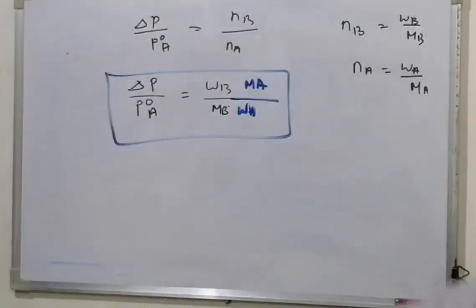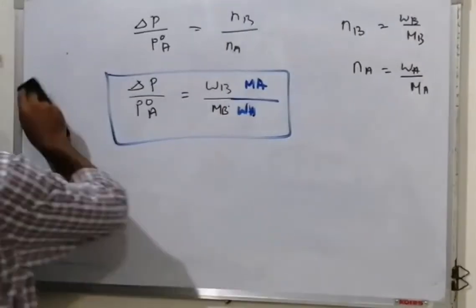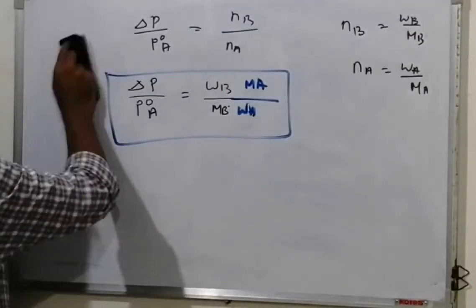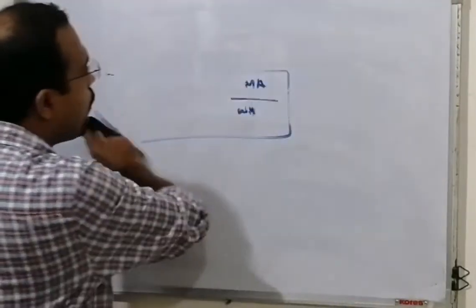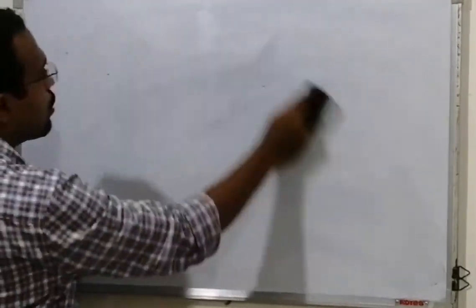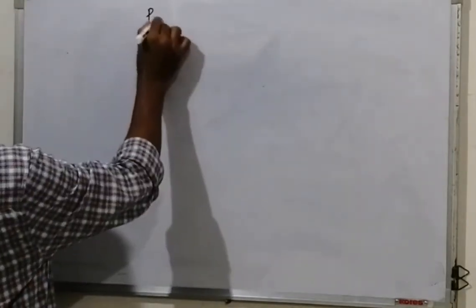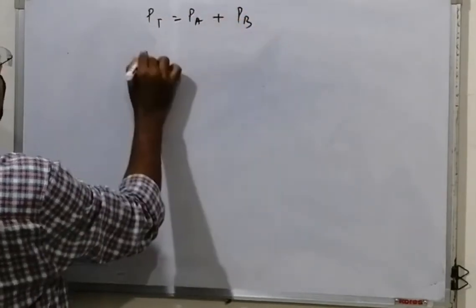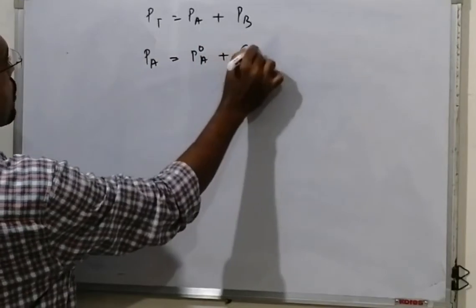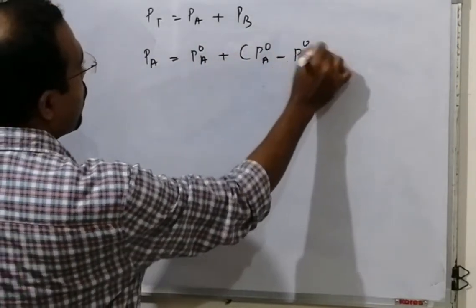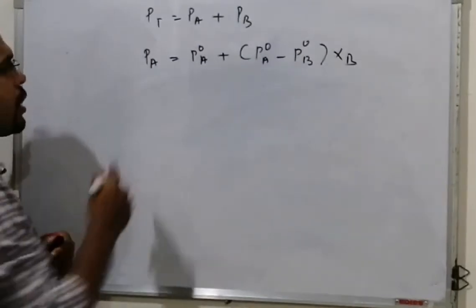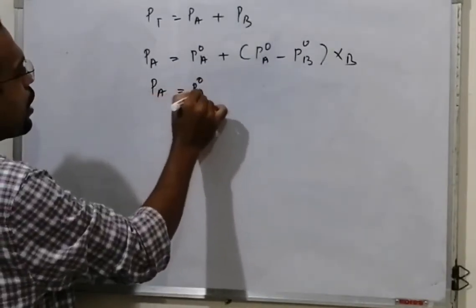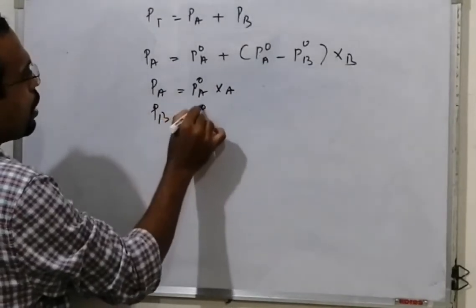Now, many students have confusion in solving numericals about where to use Raoult's law and where to use the relative lowering of vapor pressure, because Raoult's law also contains the terms vapor pressure, pure vapor pressure, etc. Therefore, I will tell you: P total is equal to PA plus PB, or P total is equal to P0A plus (P0B minus P0A) XB, like that. This equation, or PA is equal to P0A into XA, PB is equal to P0B into XB.